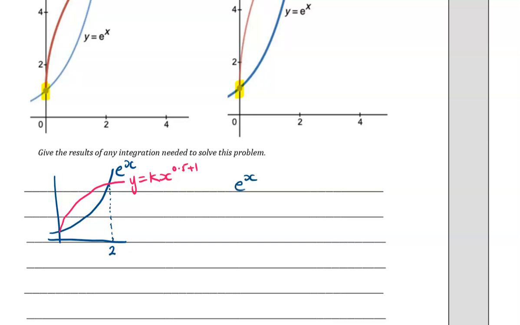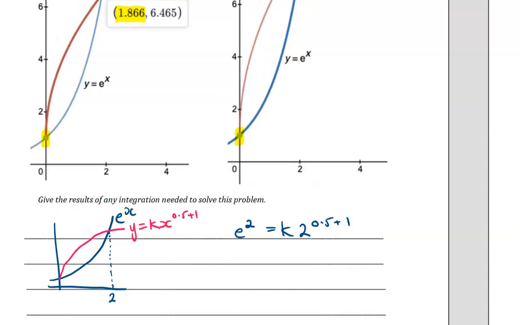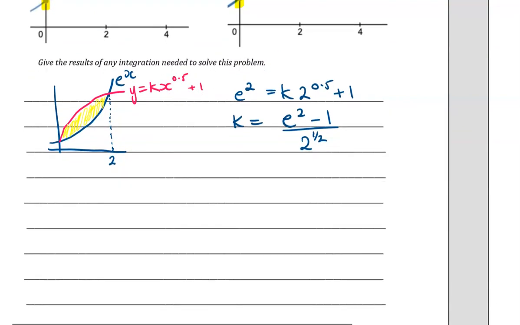If we were looking for the intercepts, we would set these two things equal to each other and solve for x. But since we know that x has to be 2, we can replace x with a 2 in there and use that to solve for k. I'm just going to fix up a small error I made there. That plus 1 is outside of the power. So that's a plus 1 here. So k will be equal to e to the 2 minus 1 divided by 2 to the half. And now we can go on to find the area here between these two curves when k has that value.